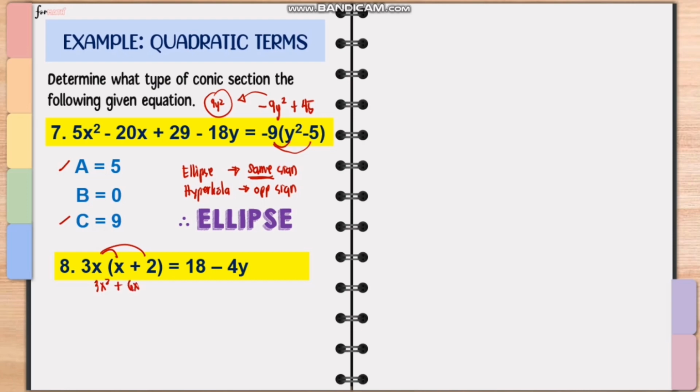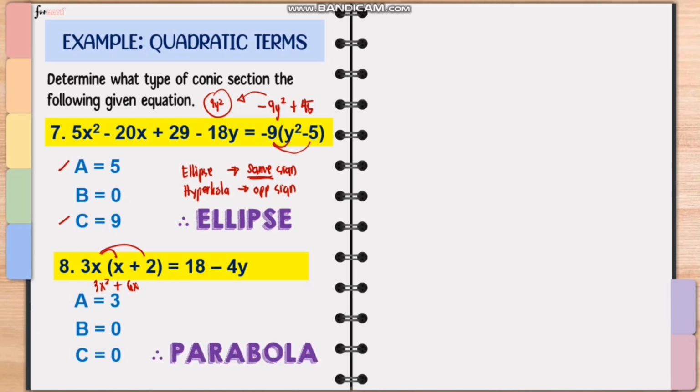Okay? So, as you can see, isa lang po yung present na quadratic term, which is yung ating 3x squared. Therefore, siya ay parabola. Diba? Based dun sa mga options natin, kapag isa lang po yung present na quadratic term, yan na po ay parabola. Okay? So, ang A natin ay 3, B is 0, C is 0. Okay, so both A and C are not equal to 0, therefore this is a parabola.